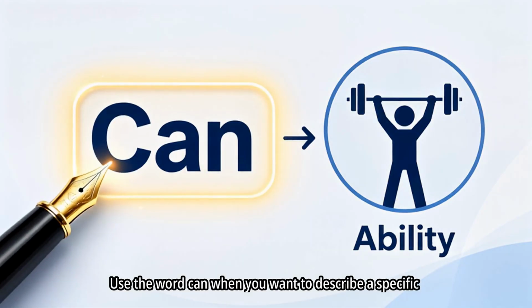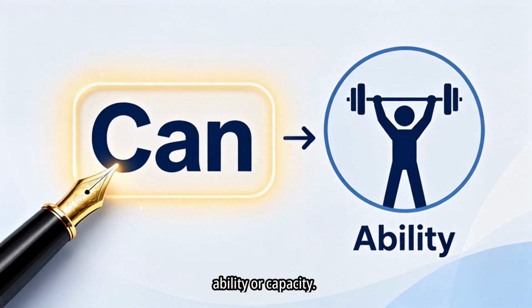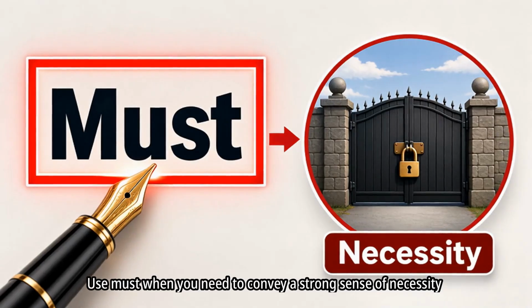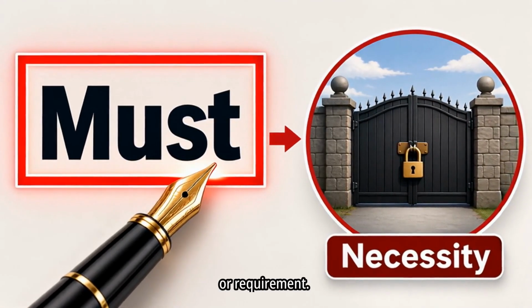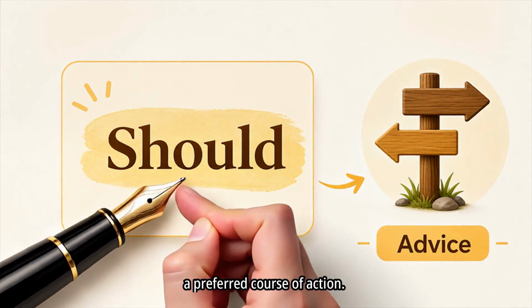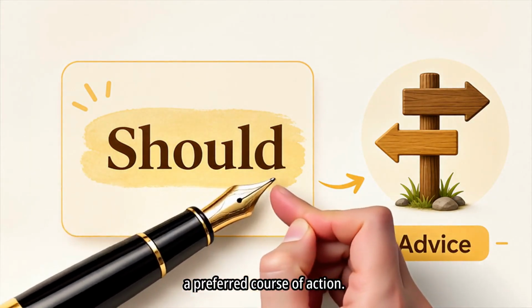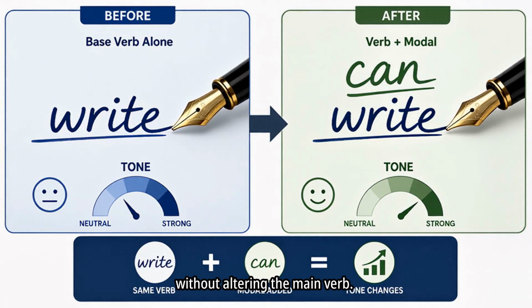Use the word can when you want to describe a specific ability or capacity. Use must when you need to convey a strong sense of necessity or requirement. Use should when you are offering advice or suggesting a preferred course of action. These small words change the entire tone of your sentence without altering the main verb.